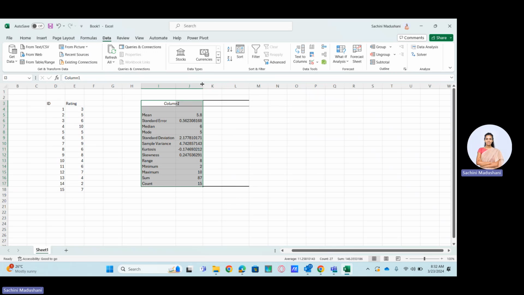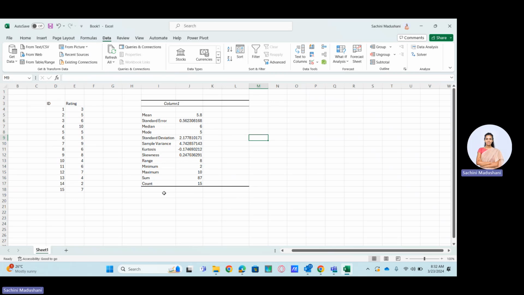Then this is our descriptive analysis. Easily you can get the analysis using Excel. Understood how to do that? We have the mean value, median, mode, standard deviation, variance, range, maximum value, minimum value, count, and the sum of the observations. You can get all the things regarding the descriptive analysis.